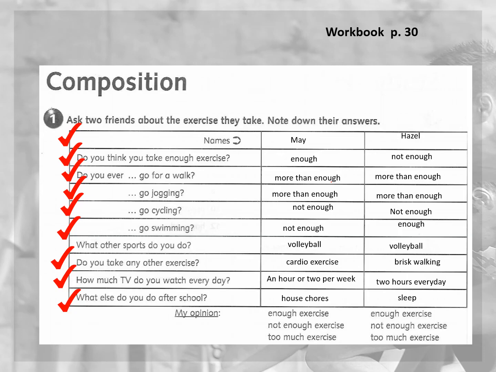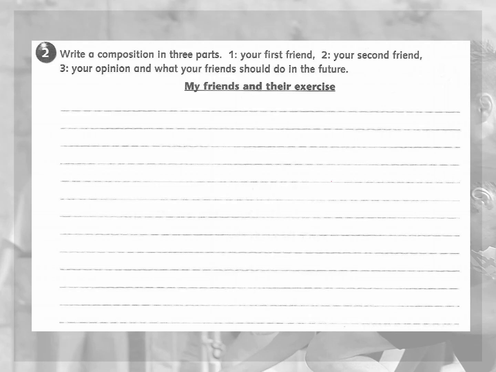And here is the activity 2. Write the composition in 3 parts. First part, your first friend. Second part, your next friend or your second friend. And the third, your opinion and what your friends should do in the future. So the title of your composition would be My Friends and Their Exercise.